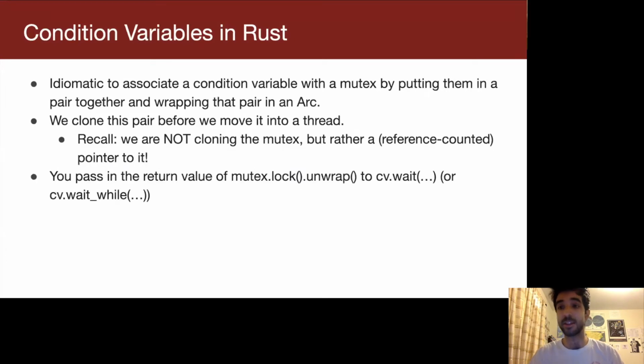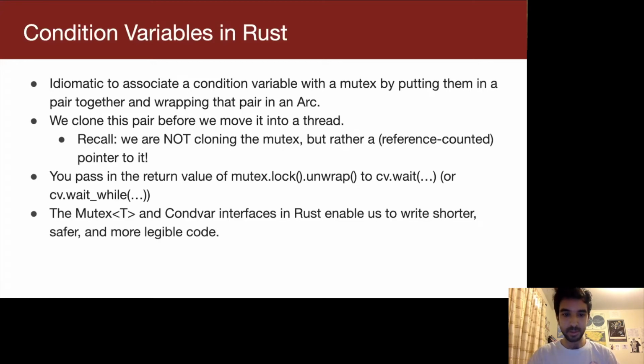Exactly, yes. And this reference is a special reference that gets returned from a mutex. You can sort of think of it as a smart pointer, I guess, because when that reference goes out of scope, it needs to let go of the lock on the mutex. Exactly. And finally, hopefully we'll see today, though I don't know if you'll agree with me or not, the mutex and condvar interfaces in Rust let you write safer and more legible code. I was surprised by how short the implementation ended up being.